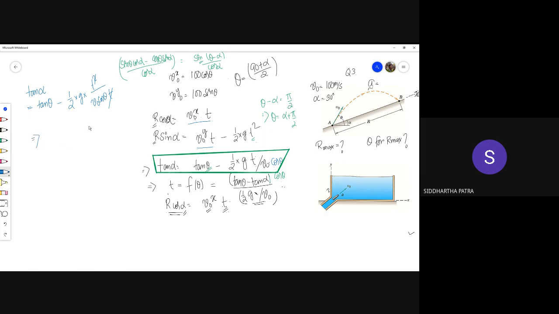Then you have tan theta minus tan alpha times 2 v0 cos theta divided by g, that equals t. And you need to maximize this t.